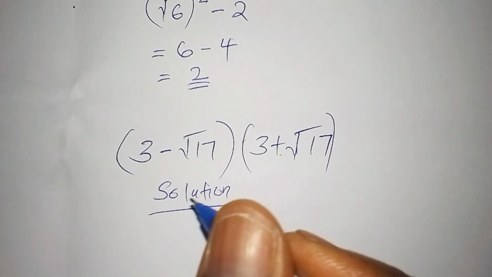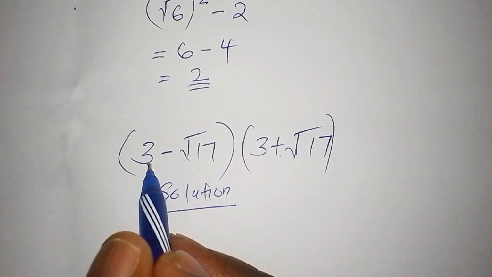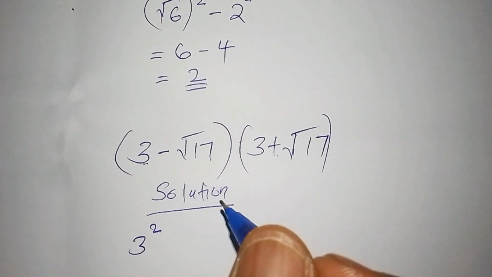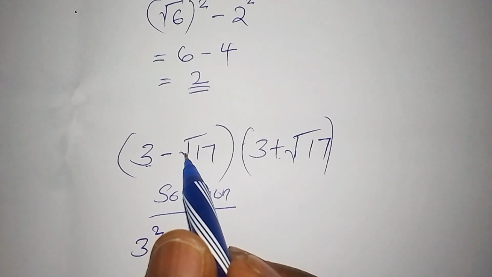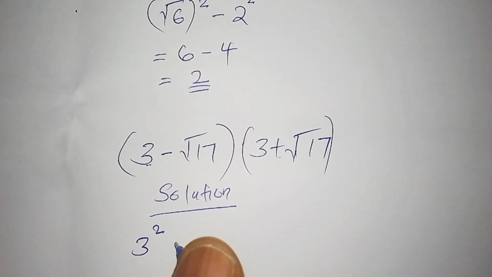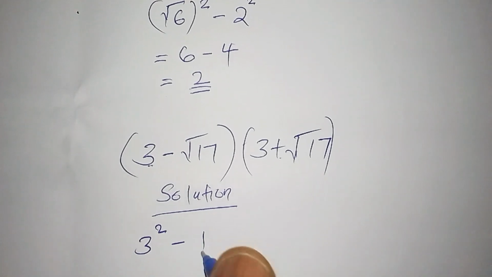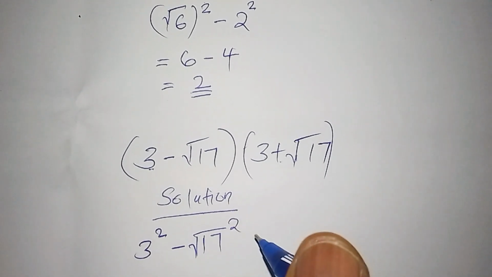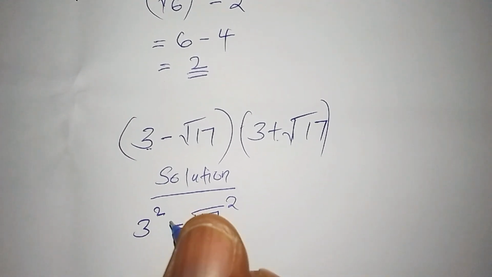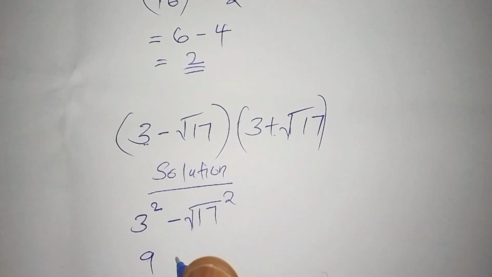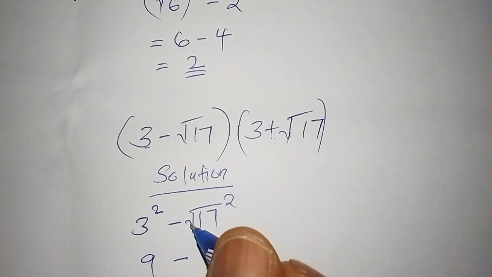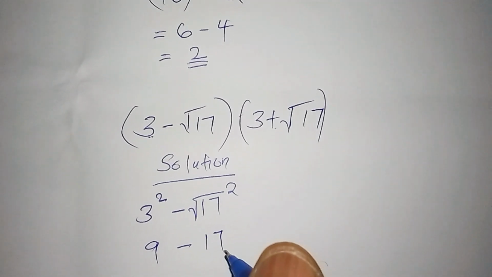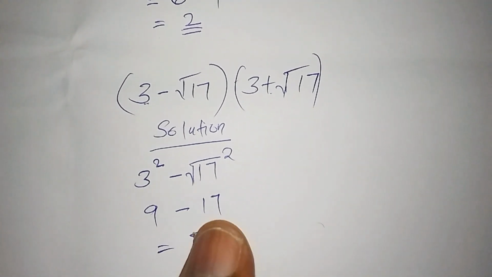From there we are going to take 3 times 3, that is 3 squared. Then we take root 17 by root 17, so we have minus root 17 squared. 3 squared, we shall have 9. We subtract root 17 squared, which is 17. Then the answer here shall be minus 8.